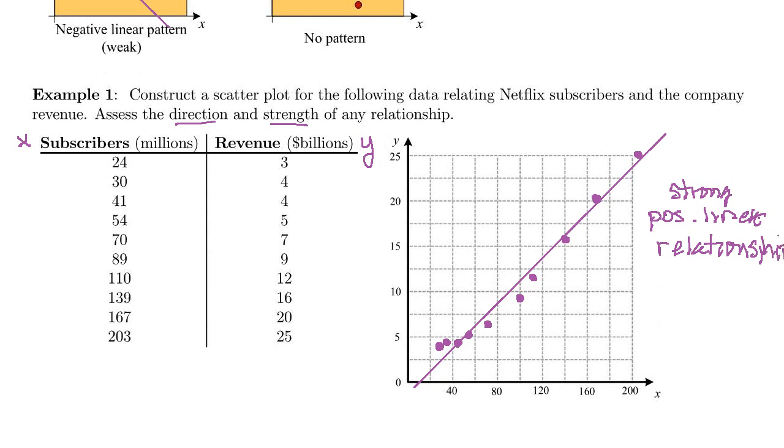And if those were spread out more from the line, we could say that it was maybe a weak relationship. Later in the chapter, we'll actually have a numerical measure to assess how strong the relationship is, and then also to find the best line that would represent or estimate the data.